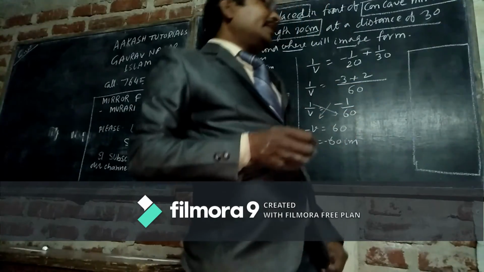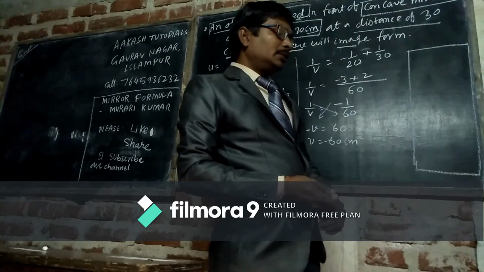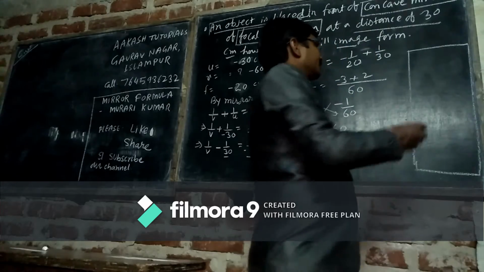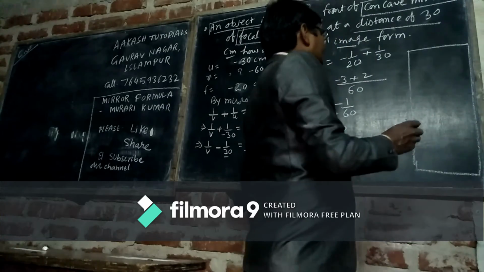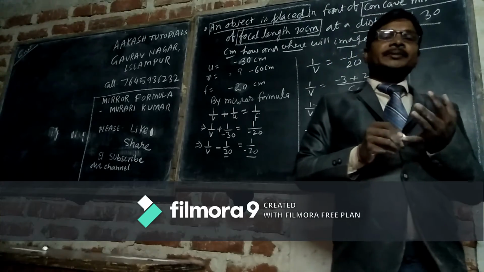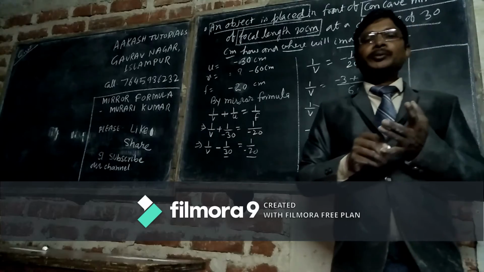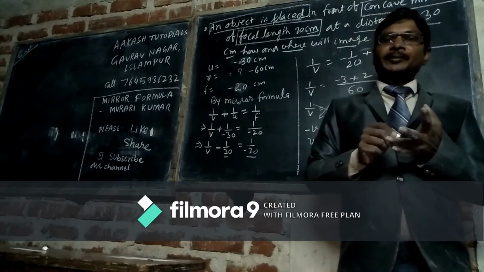So we will check whether the answer is correct or incorrect, keeping in mind whatever I have said. Have in mind that if the object is at infinity, the image will form at the principal focus. As the object moves towards the mirror, the image will move away from the mirror.